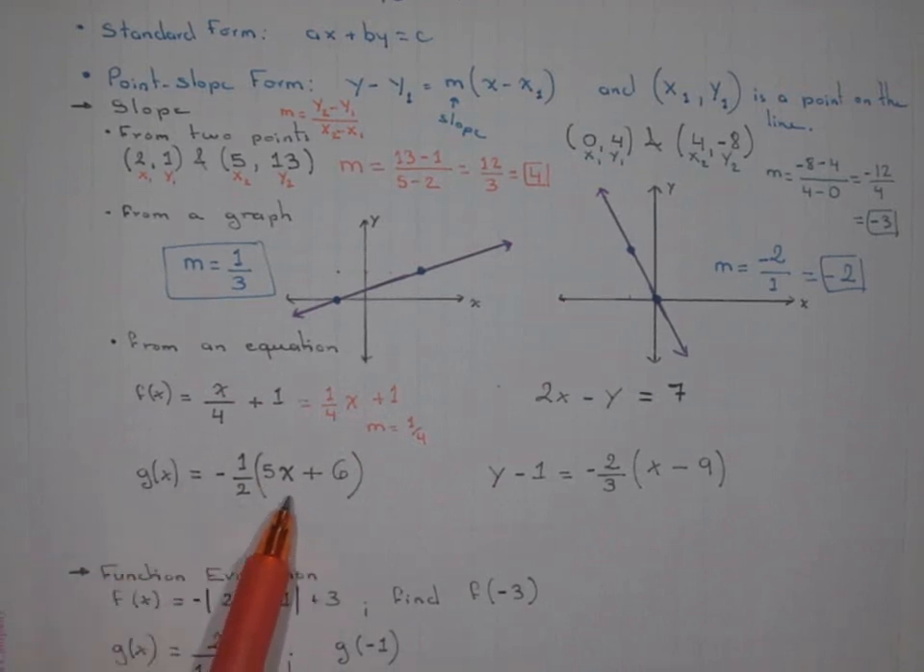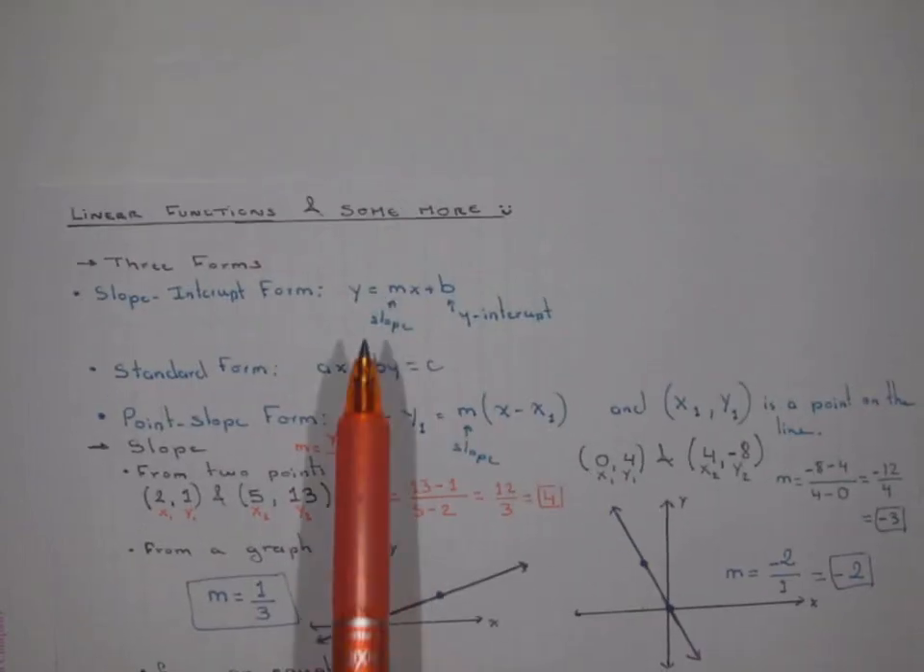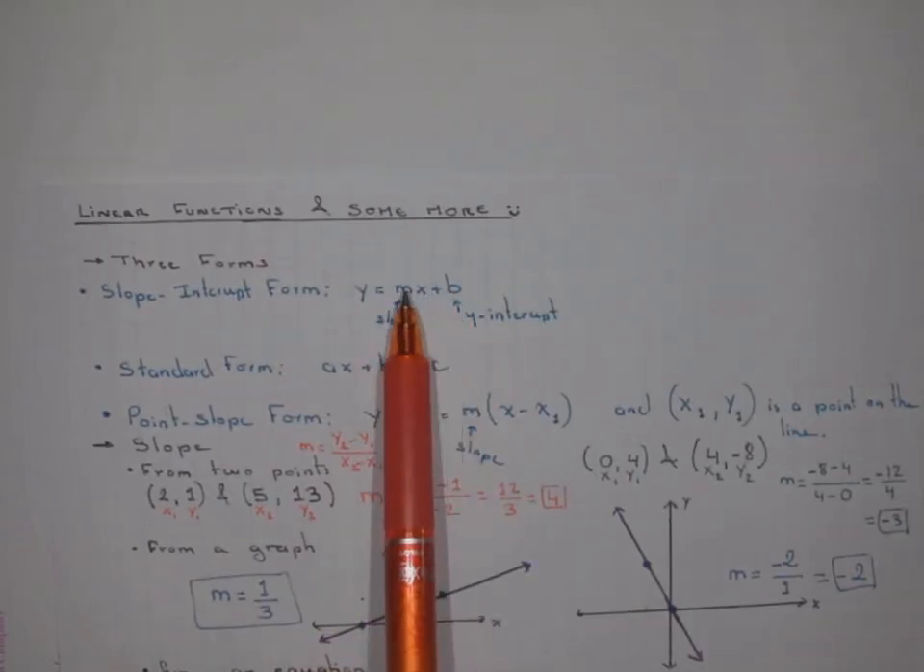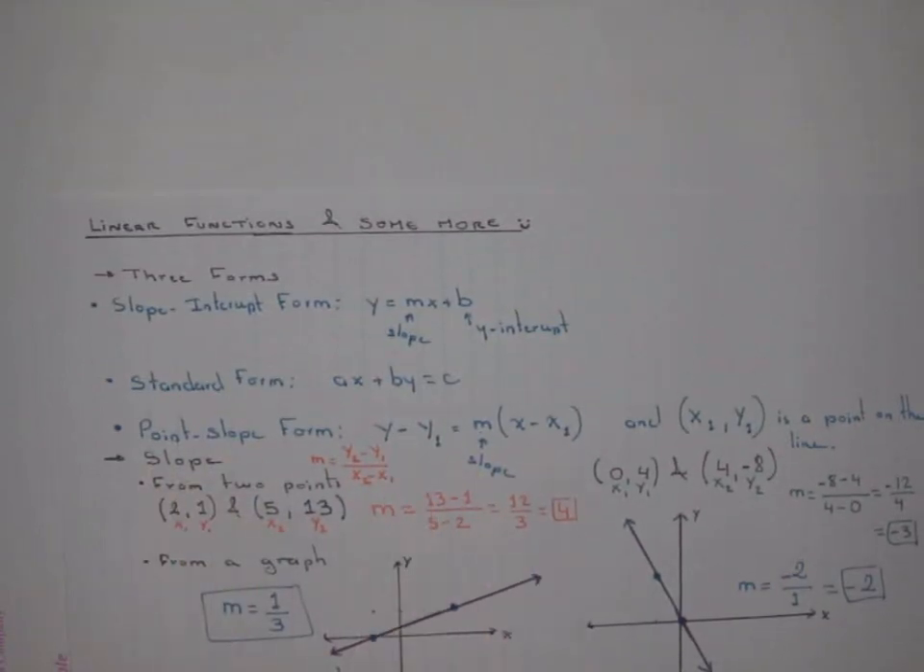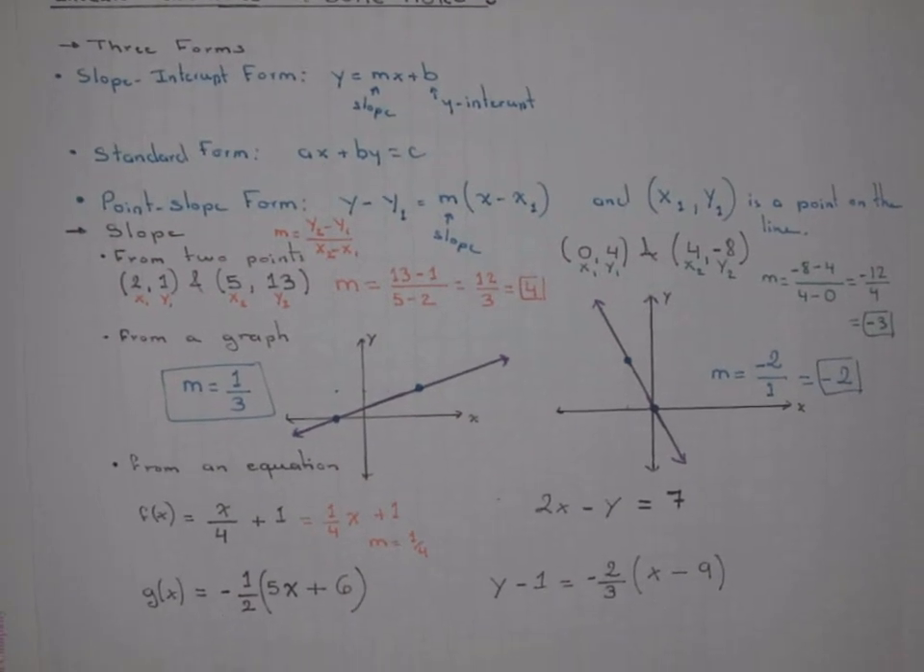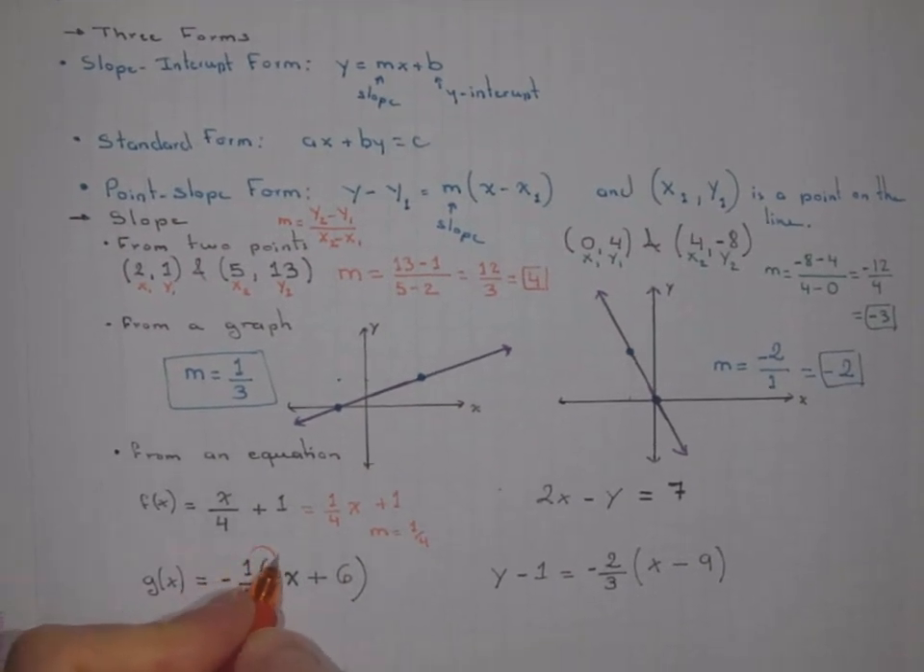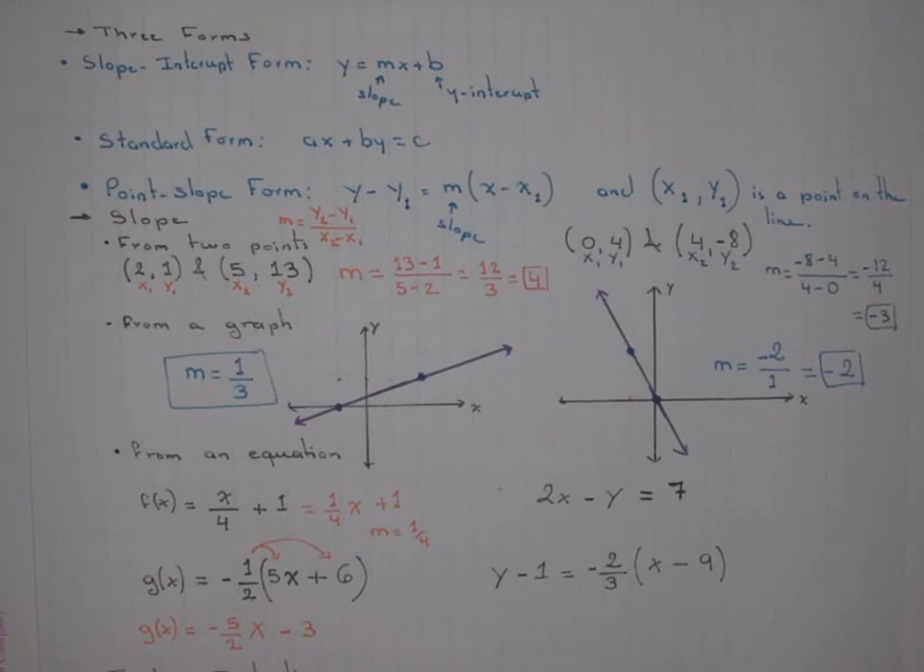Now, for g of x, if I wanted to find the slope, well, I have a little bit of work to do, right? Because I am not in the slope-intercept format here, and I am not in the point-slope form either, really. So I really have to be careful and do a little bit more work. So I'm going to distribute this fraction. So g of x is equal to negative 1/2 times 5, which is negative 5 over 2, and then the x. And then negative 1/2 times positive 6 will be negative 1 times 6 is 6, and 6 divided by 2 is 3, so that will be negative 3.